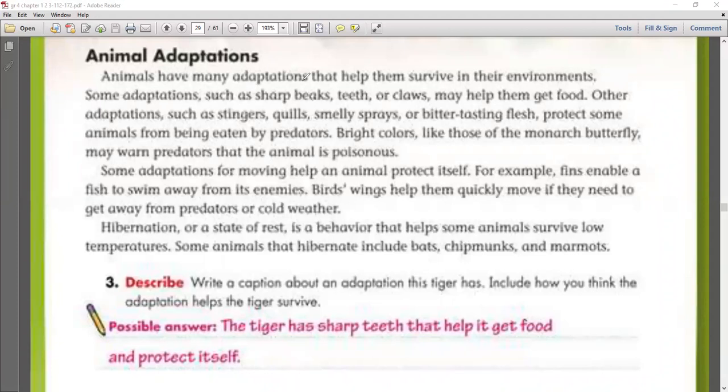So these are structures that can help the tiger to survive in its environment, to get its food, with sharp teeth and the claws.